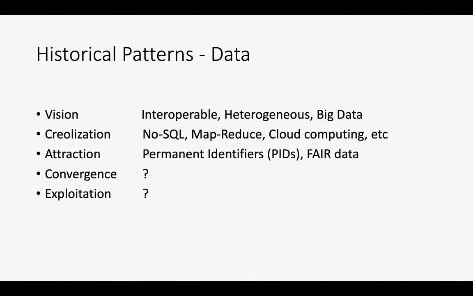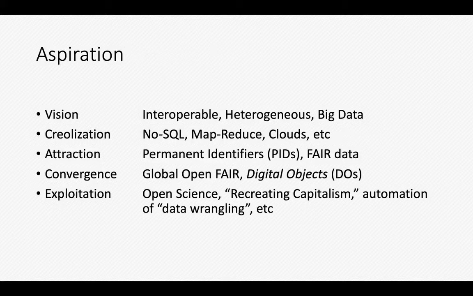And the question is, what does this convergence and exploitation look like? We have this aspiration with the digital object architecture and with the E-RPID testbed that the convergence is around global, open, FAIR digital objects, which I'll talk a little bit more about. And this can be exploited with the automation of those data wrangling steps, the steps that I said take some researchers 80, if not more, percent of their time. And then open science is another exploitation, this truly open science.